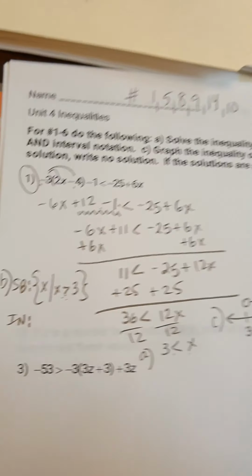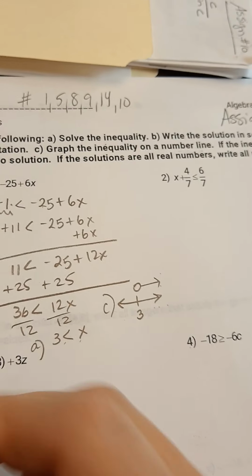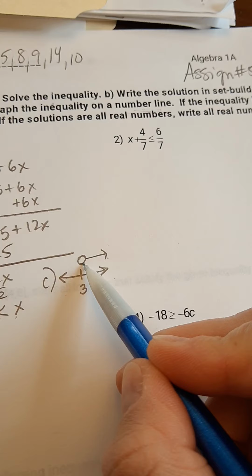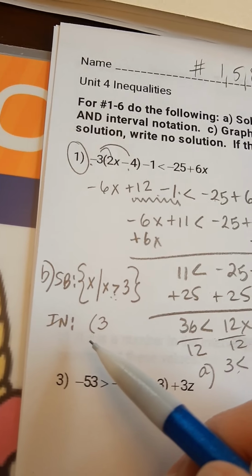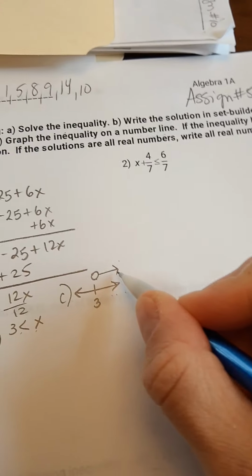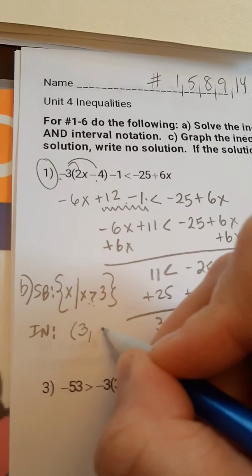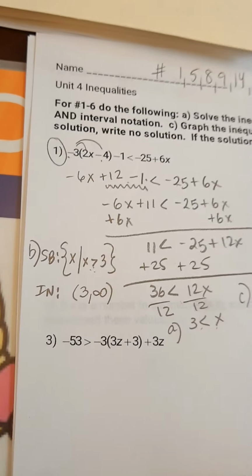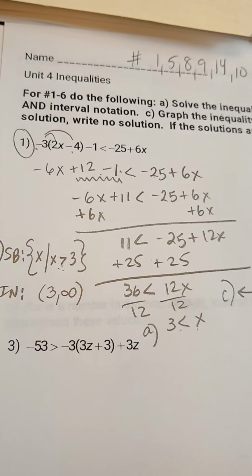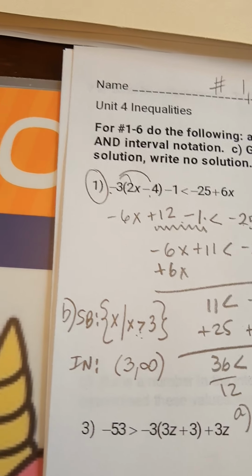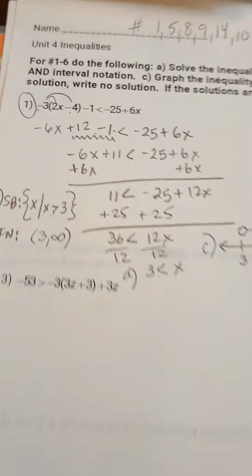So interval notation is going to be a 3 with a parenthesis, because the open circle means not equal to, comma, and then we have an arrow, and the arrow means infinity. And that always gets a parenthesis. And that finishes off that one.